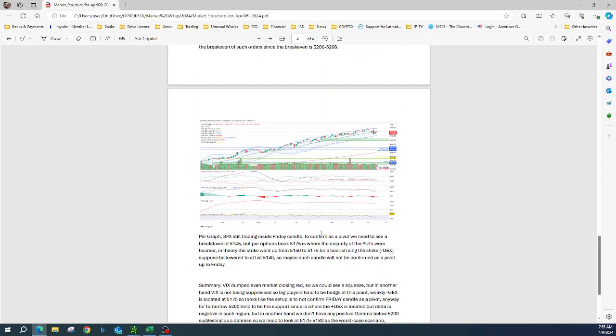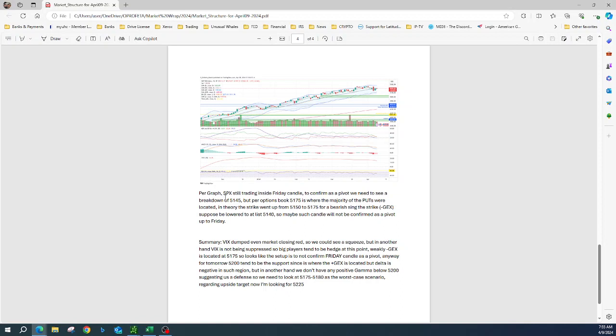Okay, regarding the graph perspective, what I said: SPX is still trading inside the Friday candle. The Friday candle cannot be considered a pivot yet because we didn't lose the bottom. So it looks like the setup for this week, as I told you at the beginning of this morning call, is that the levels are between 5,175 and 5,225 or 35. So it looks like the setup is not to break down this bottom this week. That's my interpretation, okay? So it looks like this candle will not be confirmed as a pivot this week.